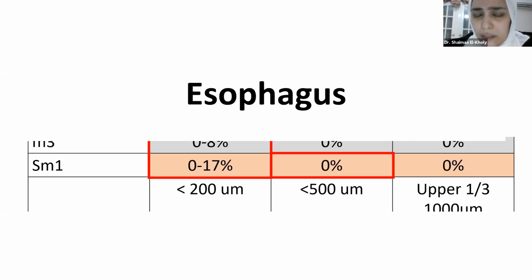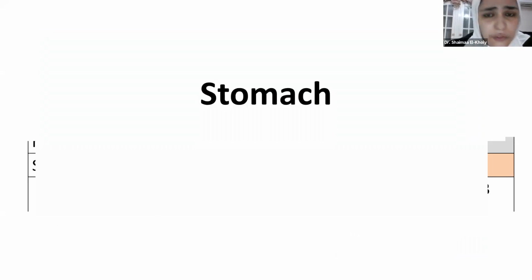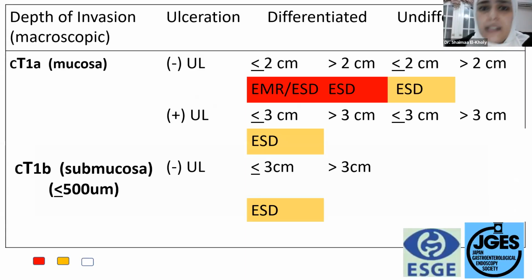For the esophagus here, this is adopted from the Japanese guidelines 2020, that they added the circumferential involvement of the tumor, whether it is circumferential or not, to decide if it is for endoscopic resection or surgery. And here's for the stomach. Here's the ECGE and the Japanese guidelines both. They didn't depend only on the depth of invasion. They also added the presence of superficial ulceration, the size of the lesion, with whether it is differentiated or not.